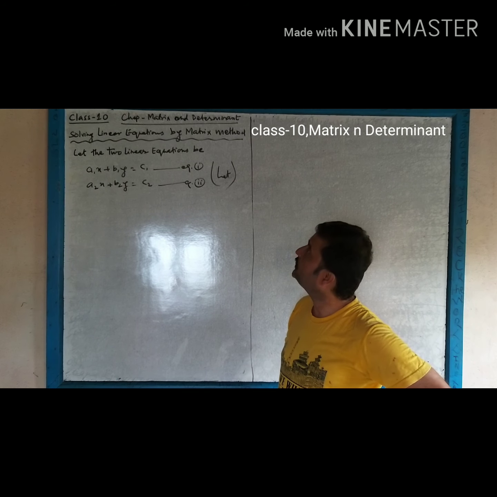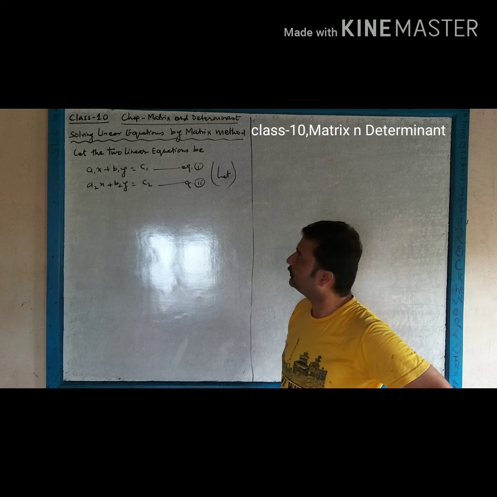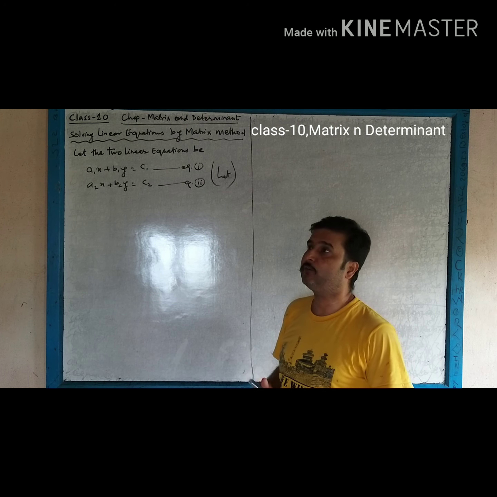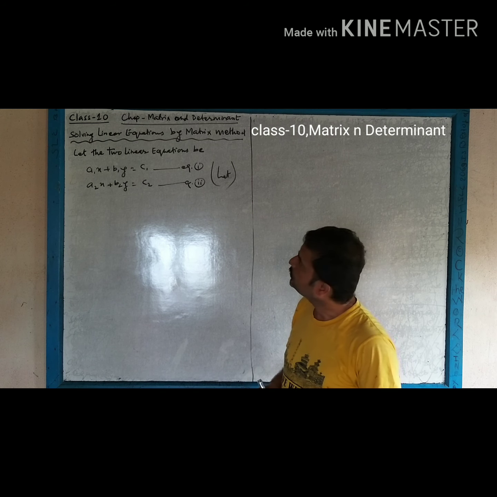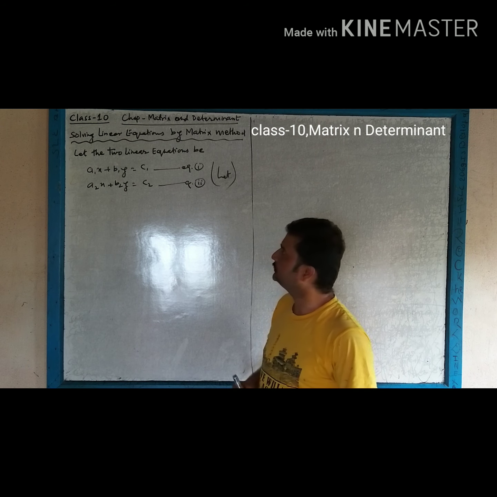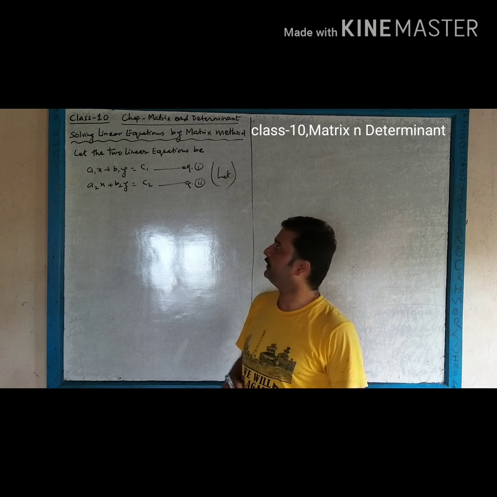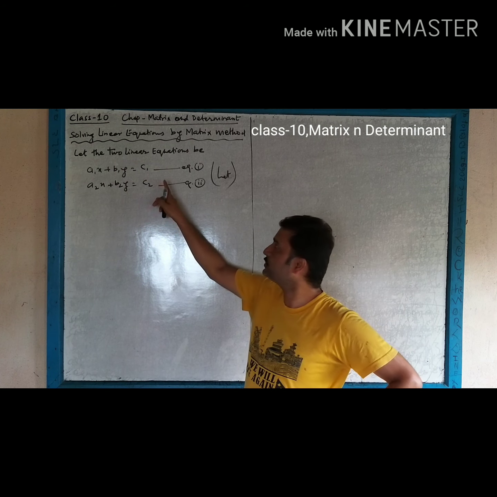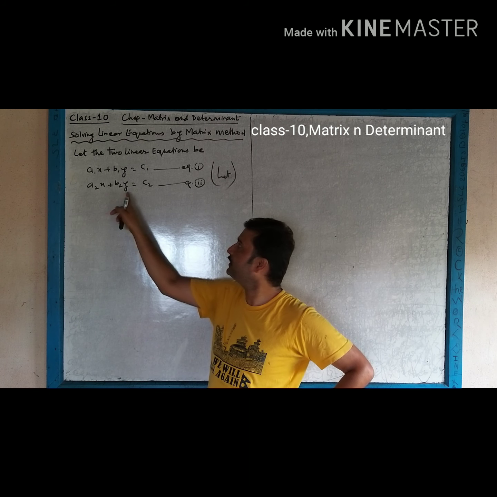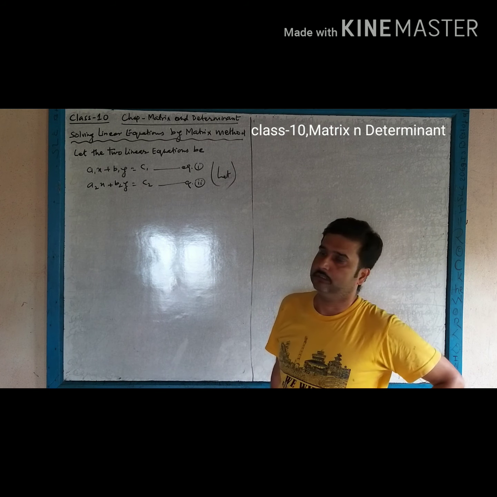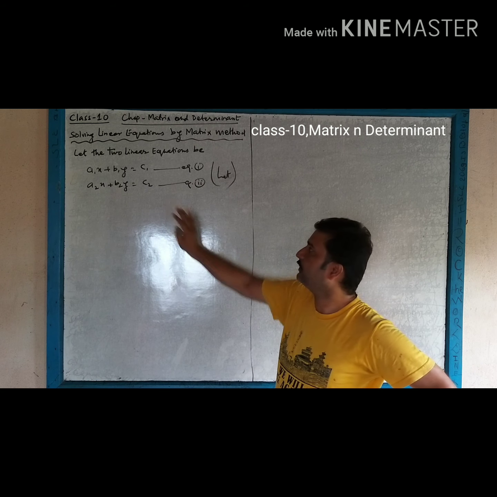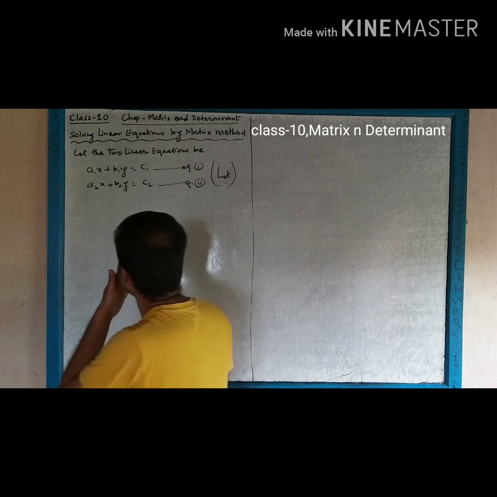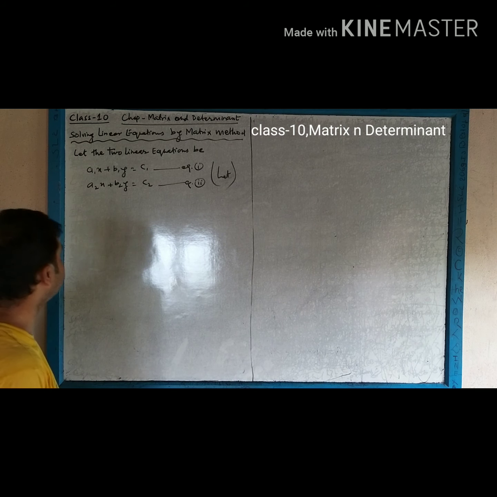Now this is solving of linear equations by matrix method. So I am going to take two linear equations involving two variables x and y. Let the two linear equations be a1x plus b1y equals c1 and a2x plus b2y equals c2. These are two linear equations that I am taking, and I will show you how to solve. Now this is theory, so pay attention over here.